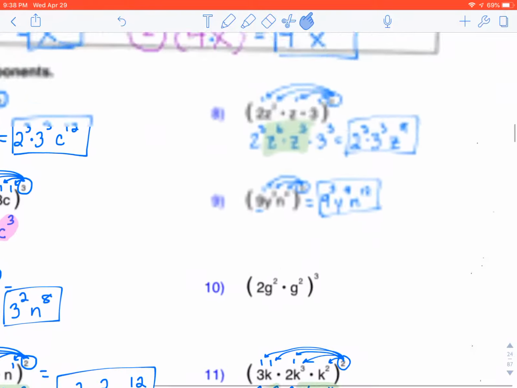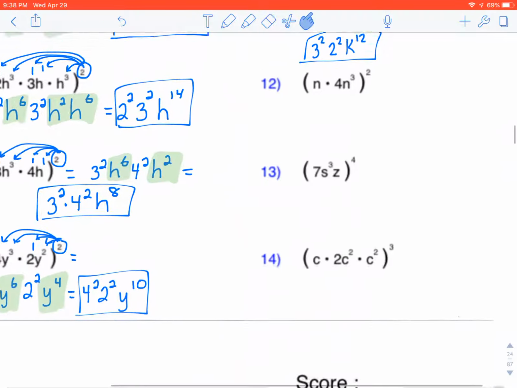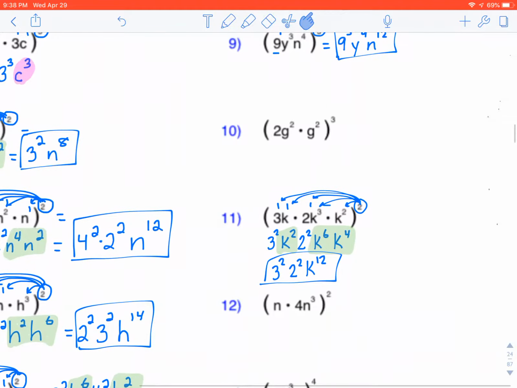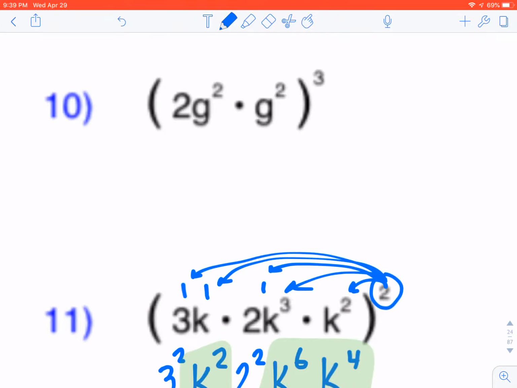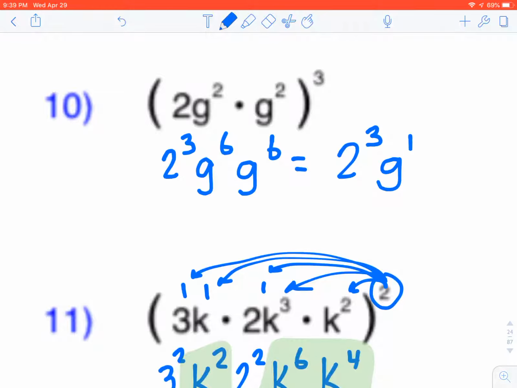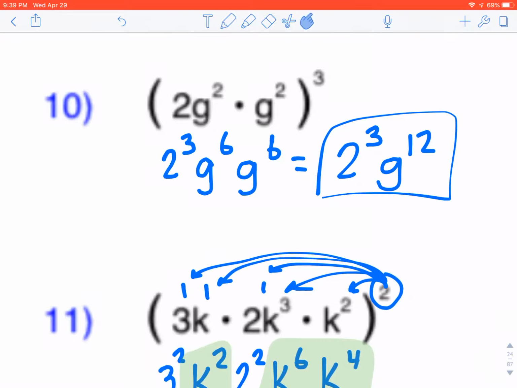If you went ahead of me and did these, I will give you the answers for the last few that are here. Okay, I'll just go over them quickly. So number 10, your first step should have been 2 to the 3rd, g to the 6th, g to the 6th. Your answer for 10 should have been 2 to the 3rd, g to the 12th.